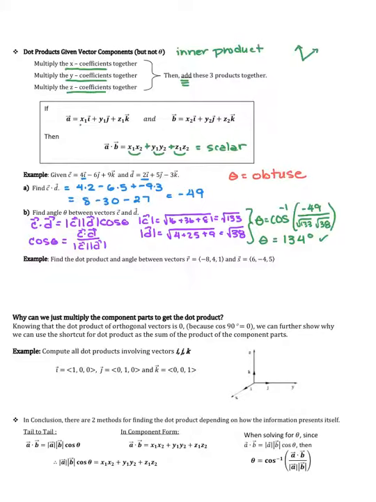So there you see one of the applications. If you have two vectors and they come to you in component parts, you can actually then still find the angle between the two vectors, which will come in useful later on when we're looking to find the area of something.